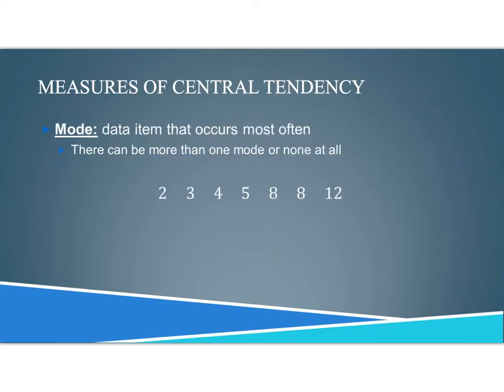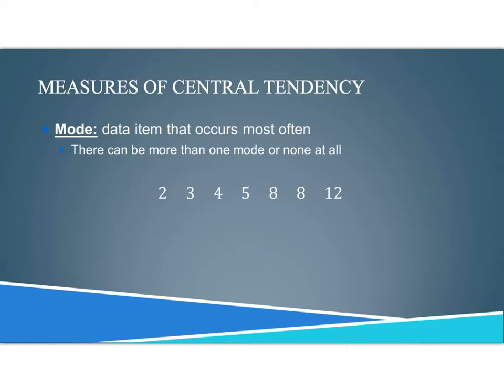The third and final measure of central tendency is called the mode. The mode is just the number or the data item that occurs the most frequently. With mode, there can be one mode, there can be more than one mode, or there can be no modes at all, meaning that there's no data value that repeats itself more than once.